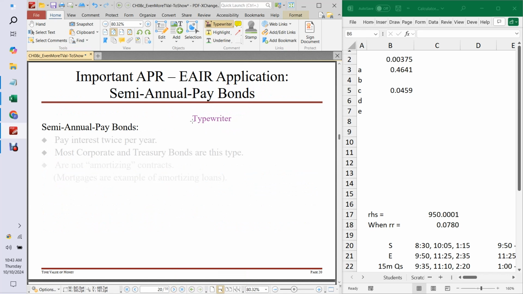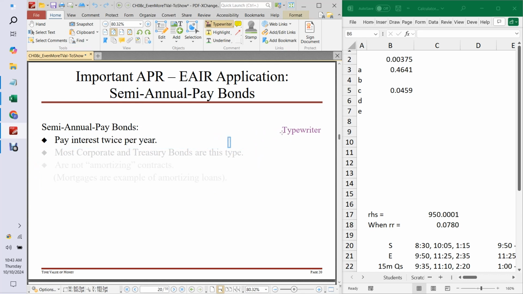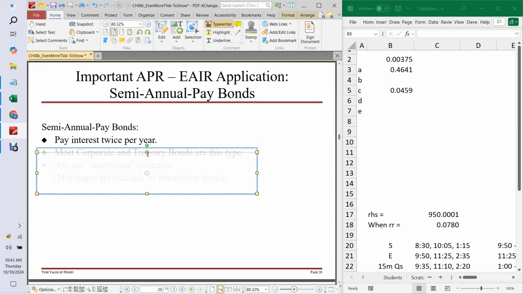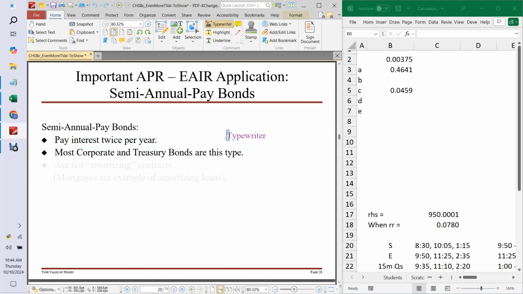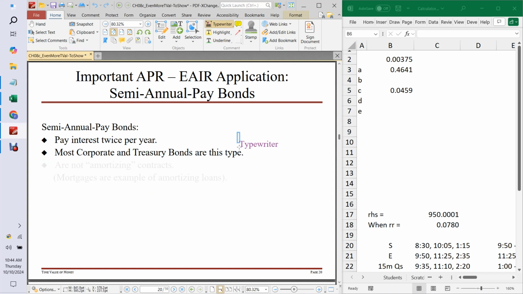All right. So next up today is probably the most important application of APR and EAIR, and this is what we call semi-annual bonds. So semi-annual bonds, as you might suspect, pay interest twice a year, and most corporate and treasury bonds are of this type. So this is going to be a very important class of problem for us because you see it everywhere. Most, I want to say even almost all bonds are of this type that you're going to see at Interactive Brokers, JP Morgan Chase, et cetera. So we need to know how they work. Okay.